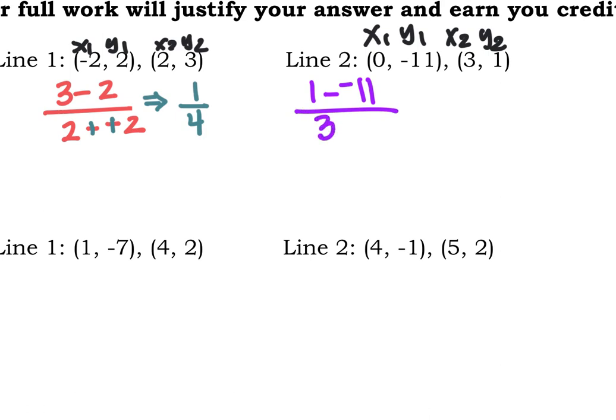3, and that should be 3 minus 0. The double negative converts to a positive. All right, so 1 plus 11, what does that give us? 12, and 3 minus 0 is just 3. Can I divide 12 by 3? It should be 4 over 1.